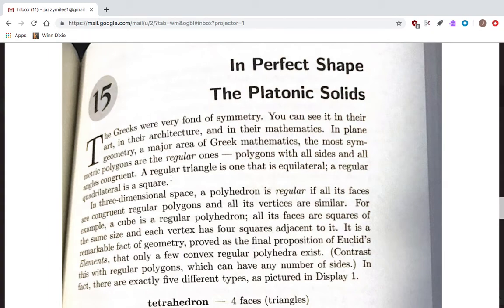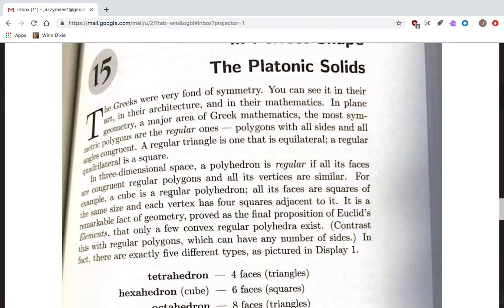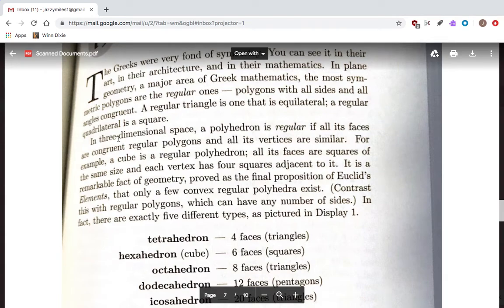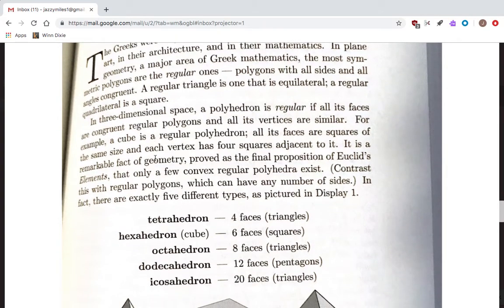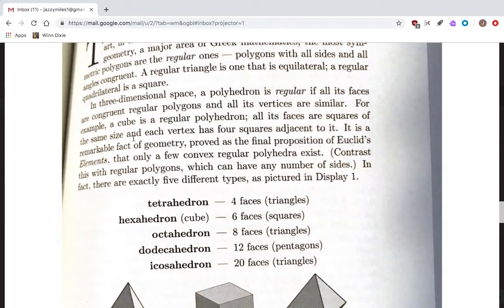In plane geometry, a major area of Greek mathematics, the most symmetric polygons are the regular ones, polygons with all sides and angles congruent. A regular triangle is one that is equilateral. A regular quadrilateral is a square. In three-dimensional space, a polyhedron is regular if all of its faces are congruent regular polygons and all of its vertices are similar. For example, a cube is a regular polyhedron. All its faces are squares of the same size and each vertex has three squares adjacent to it.